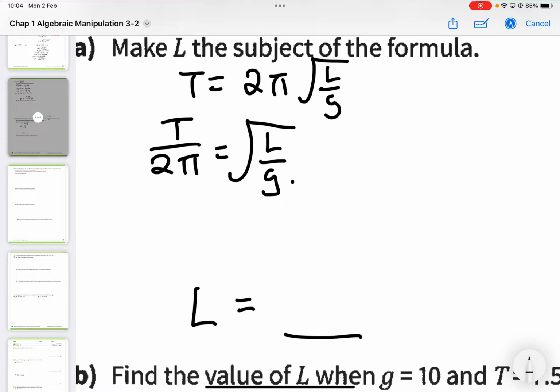Okay. Next step, I will want to remove the square root sign. That is the next thing that I need so that I can have access to L. I want to get to L, so I want to remove the square root first. So to remove the square root, I square both sides. How much?